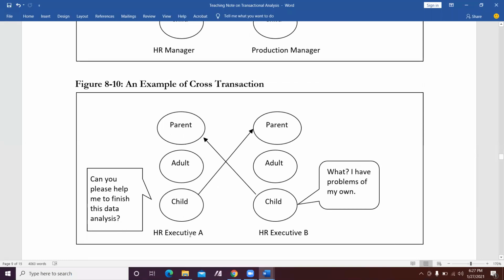Here there are two HR executives, HR executive A and HR executive B. Then HR executive A asks this question: can you please help me to finish this data analysis? He's asking a question, this is the stimulus deriving from the child ego of the HR executive, expecting a nurturing parent ego response from HR executive B. But he did not respond in that expected way. Instead, he used a rebellious child: what? I have problems of my own. This is a cross transaction.